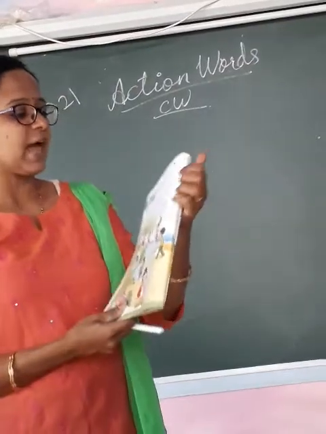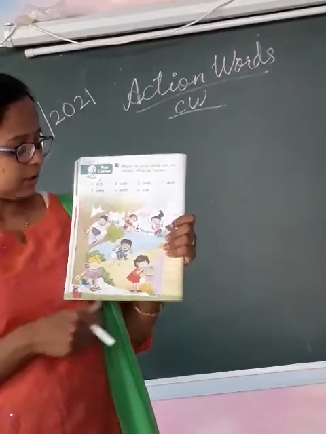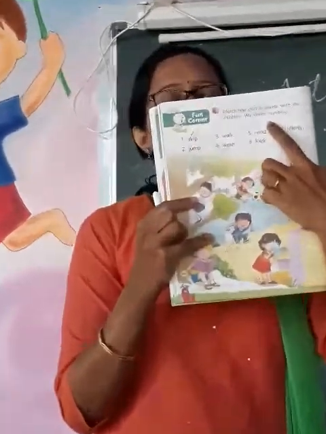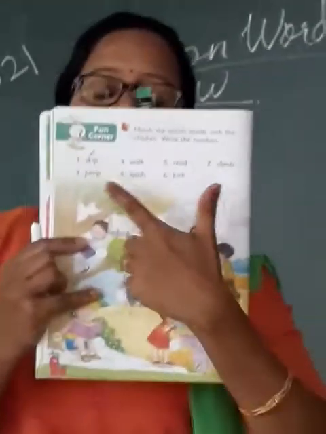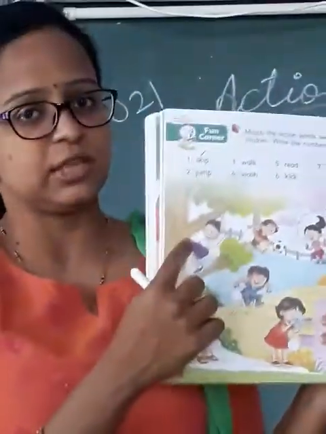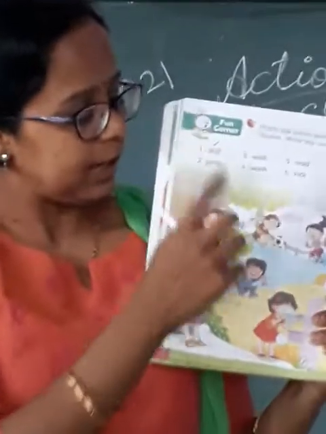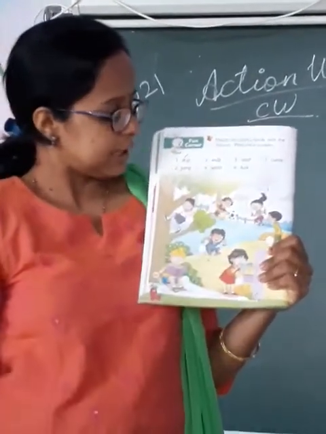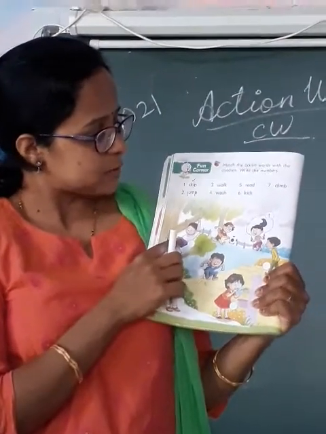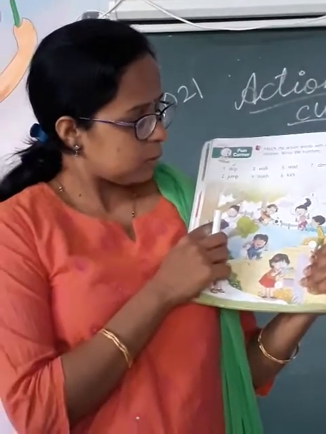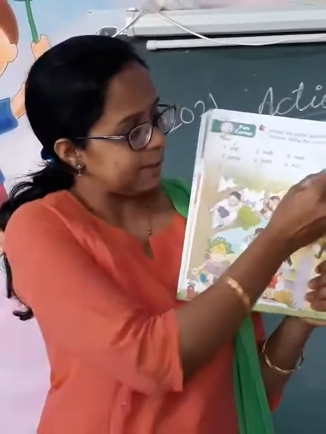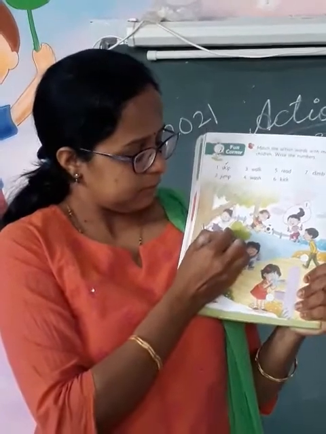Then turn the page to page number 110. Match the action words with the children. Write the numbers. Now the children are doing some action out here and on the top they have given the words. They have given the numbers to the words. You have to look at the picture, what action they are doing, read out that word and write the number. Okay. So left hand corner today's date, in the middle of the page is CW. What is the first one doing? He is climbing. So climbing is number 7.